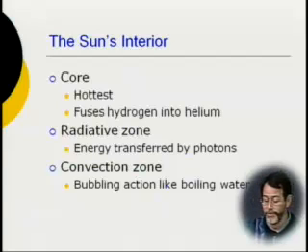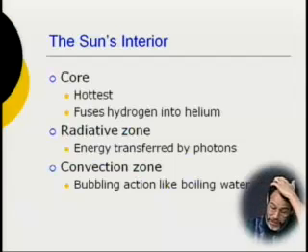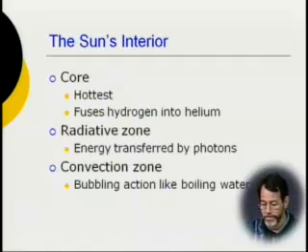What powers the sun is something called fusion. Fusion is when you take lots of smaller things and you fuse them into a larger thing. In this case, the primary thing that happens, I think the only kind of fusion that happens on any large scale in the sun, is nuclear fusion of hydrogen into helium.